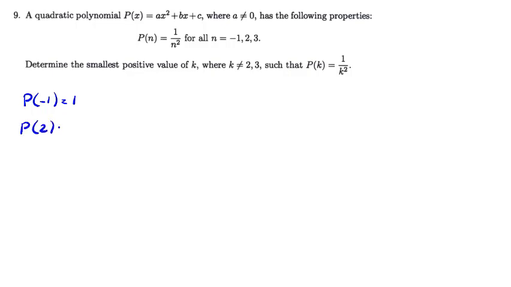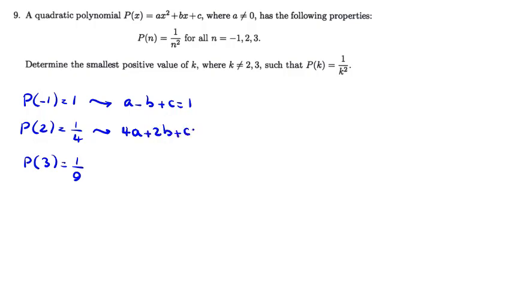Okay, so p of negative 1 is 1, p of 2 is 1 over 4, p of 3 is 1 over 9. P of negative 1 is 1, so we can say a minus b plus c is 1. P of 2 is 4a plus 2b plus c equals 1 over 4. And p of 3 is 1 over 9, so 9a plus 3b plus c equals 1 over 9.